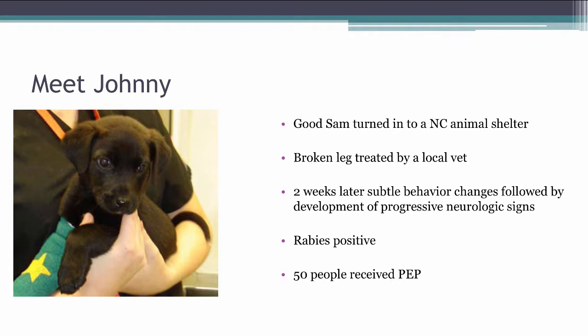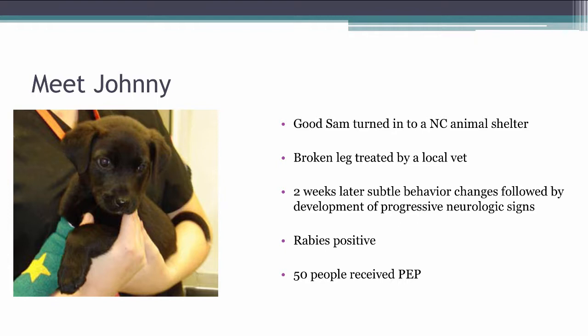And they thought maybe that he'd gotten some aspiration pneumonia or something else from his sedation for his bandage changes, but it started to progress pretty rapidly and developing neurologic signs. So they euthanized him. Rabies really wasn't on their differential list initially. They had a lot of things on their list that this might be, and rabies was not among them.